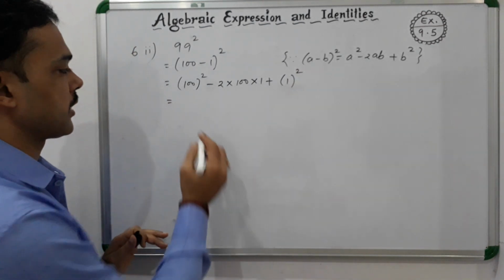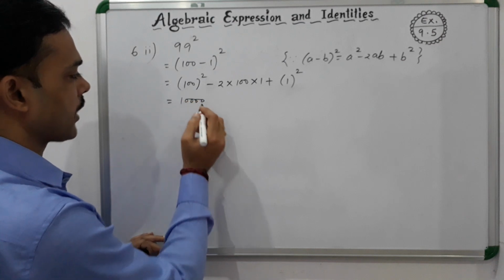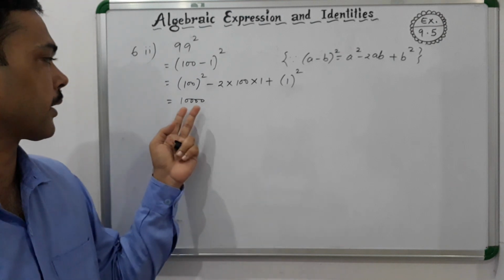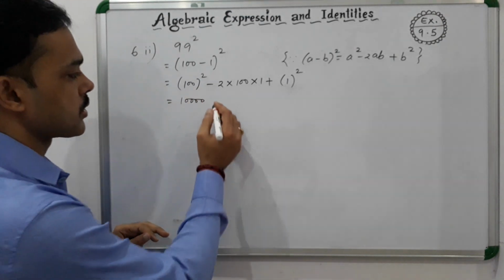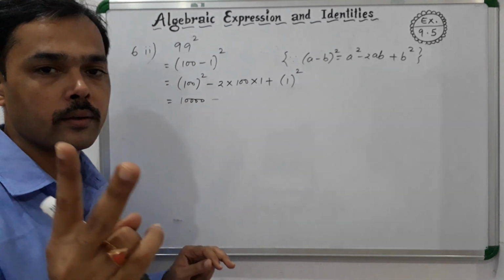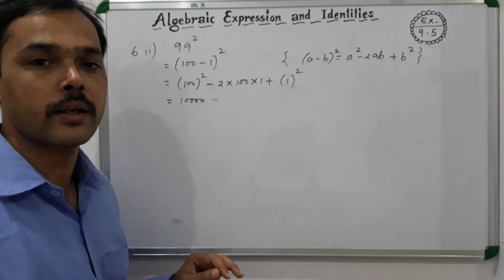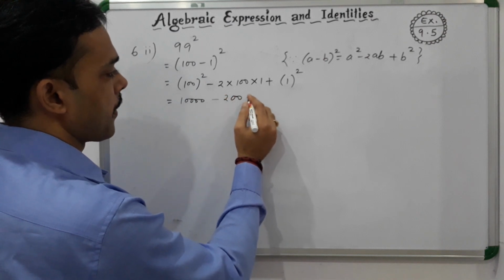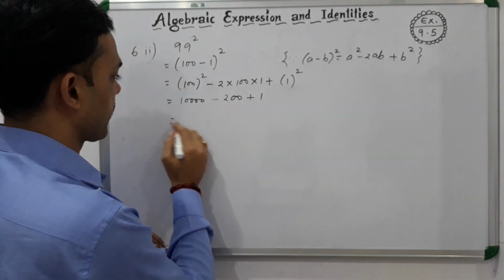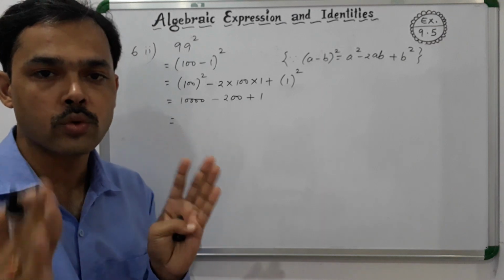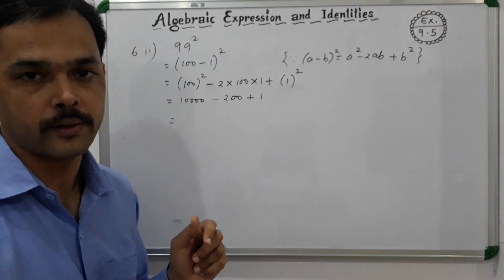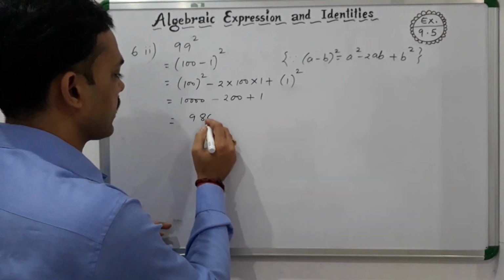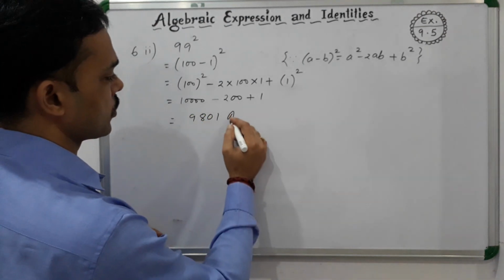100 into 100 is 10,000. Why 10,000? Because there are 2 zeros, and when you multiply, you get 4 zeros. Minus 2 into 100 is 200. 200 into 1 is 200, because you know 1 is the multiplicative identity. So it is plus 1 square, which is 1. 10,000 minus 200 is 9,800. 9,800 plus 1 will be 9,801. So this is your answer.